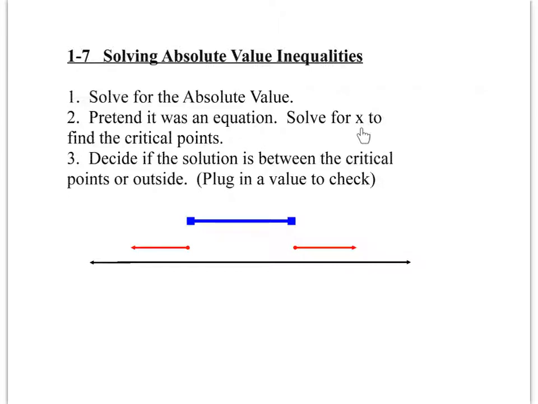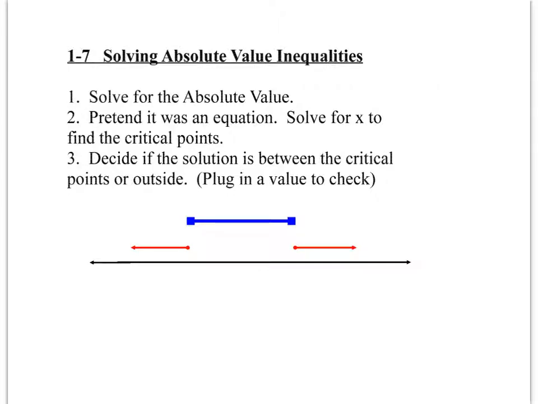Once you get x, we're going to get 2 points. Those are going to be what we call our critical points. And then your answer is going to be one of two things. It's either going to be a segment in between the two critical points. It's like an and compound inequality. Okay?